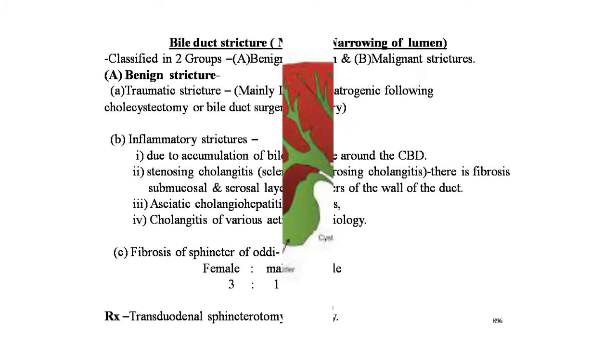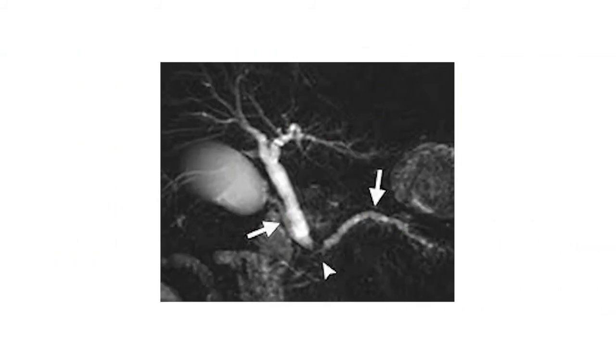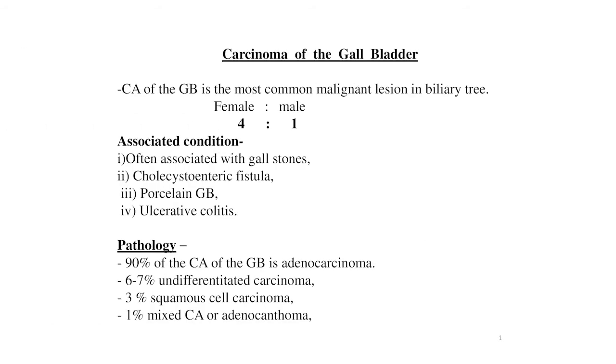Here you can see the bile duct stricture, narrowing of the lumen of the CBD, stenosis of the common bile duct, diameter less than 1.5 mm. Also there is a picture of narrowing of the lumen of the cystic duct and common hepatic duct, and on the cholangiography you can see there is a stricture, the biliary tree is not completing its tree. Another image of cholangiography.